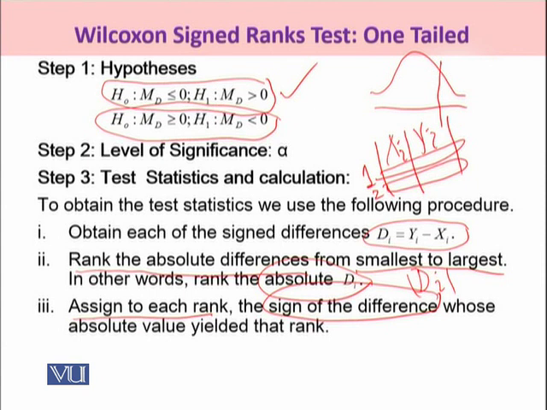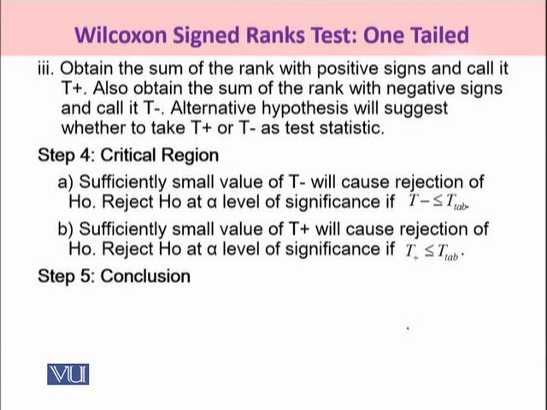That is, in the last column that you will have, the sign that you observed, you will assign it with its absolute rank. Once you are done with that, you need to obtain the sum of the ranks with positive signs and you call them T plus. Similarly, students, you will obtain the sum of the ranks with negative signs and you call them T minus. Alternative hypothesis will decide whether to take T plus or T minus as test statistic.